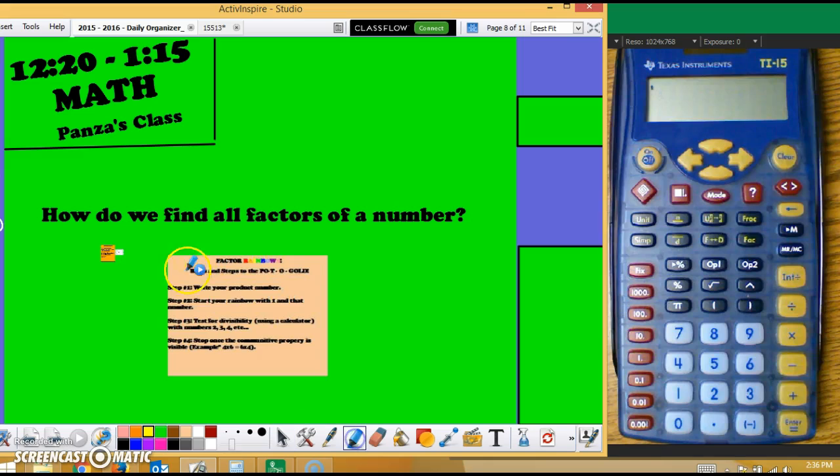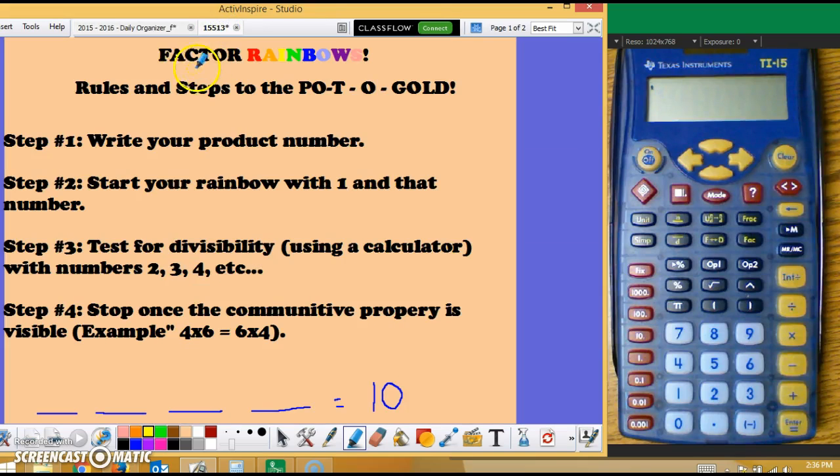Panza. Today's focus question is all about factors. Specifically, how do we find all of the factors of a number? The way I've been teaching the students here at school is using what we call factor rainbows.